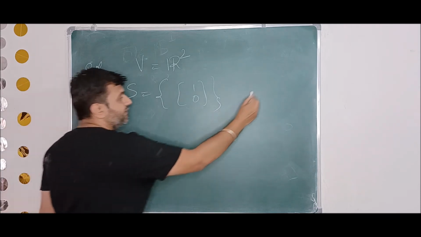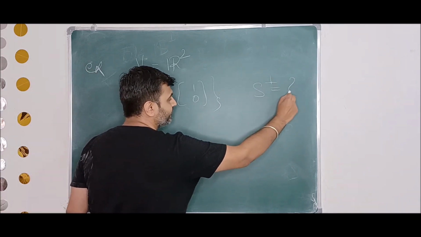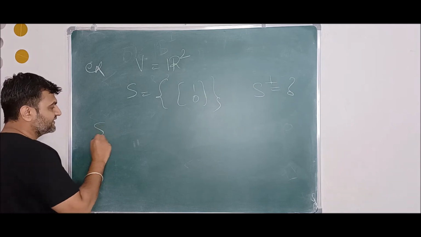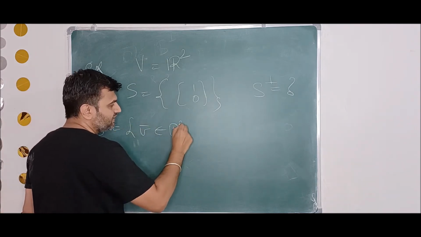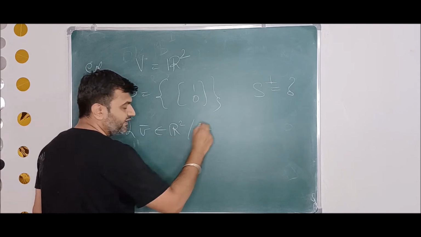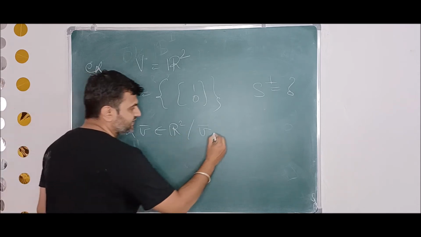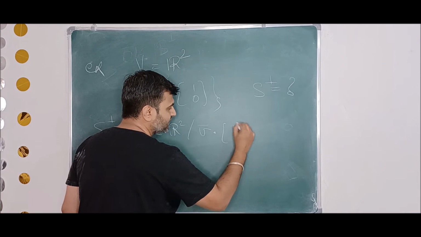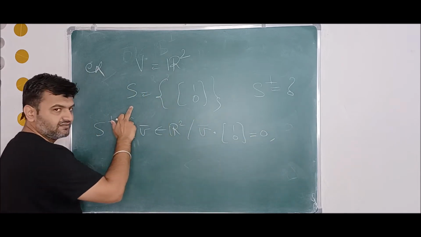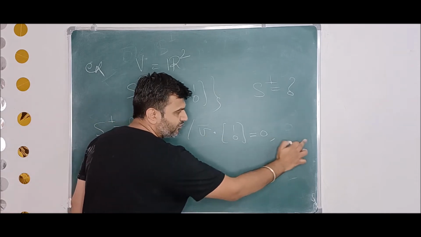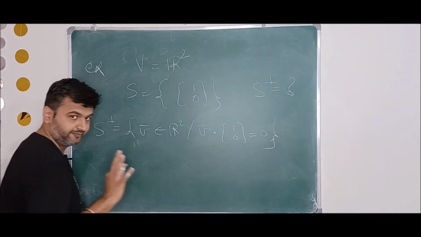I want to find what is S perp. Okay, now what is S perp? Those vectors in R2 such that the inner product, which is nothing but the dot product, of V bar with (1, 0) is 0 for all elements of S. But S has only one element, so I am not writing "for all elements of S".